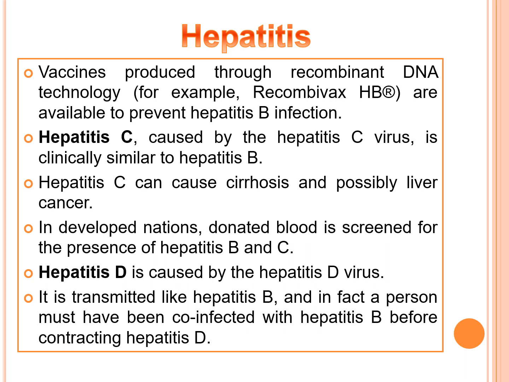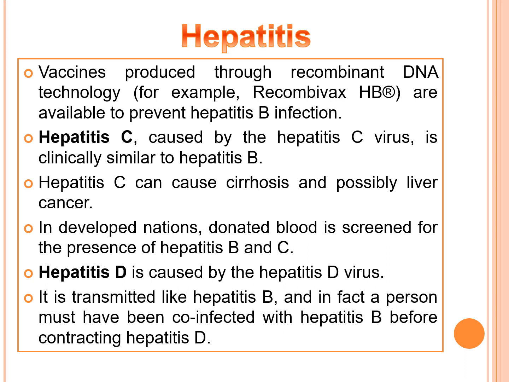The next type of hepatitis is hepatitis C, which is caused by hepatitis C virus. It is clinically similar to hepatitis B. It can also cause cirrhosis and possible liver cancer. In developed nations, donated blood is screened for the presence of hepatitis B and C.